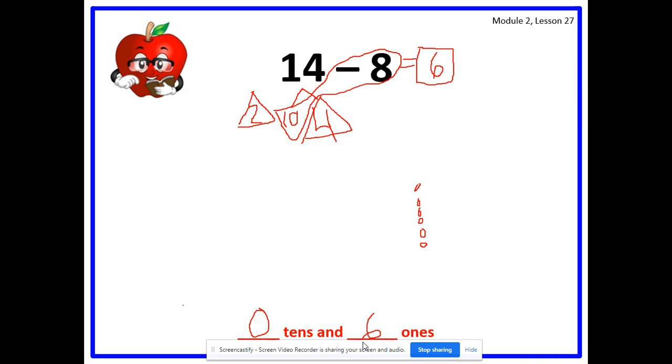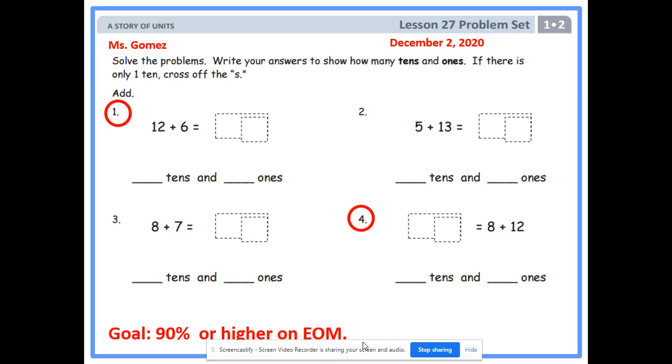Awesome job. Thank you all for practicing. Now, go ahead and open up your problem set to lesson 27. Go ahead and write your name, date, and your goal. Press pause at this time so that you can find lesson 27 problem set in your Learn book and so that you can write your name, date, and goal. Press play when ready.